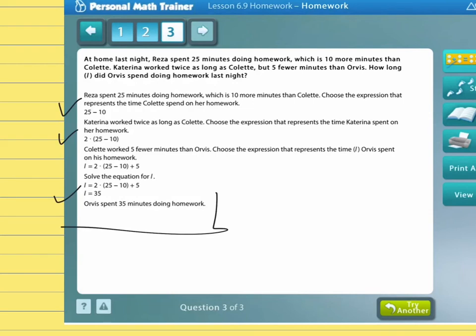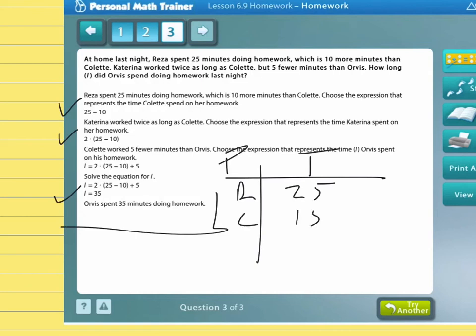It's just important that you make a table or a bar, and you have to put the information in the table. So here's the person, and here's the time. So we know that Riza is 25. We know that Katerina is twice as Colette, and Colette is 10 minutes less. So we know that's 15. Or Riza minus 10. We know that Katerina is twice Colette, so it's 2 times Riza minus 10. And this is complicated, and Orvis is Katerina plus 5.